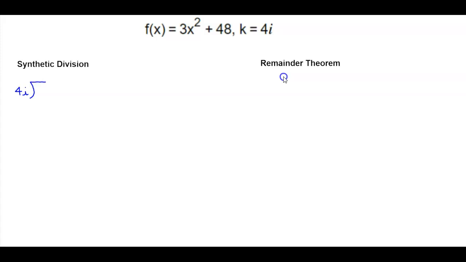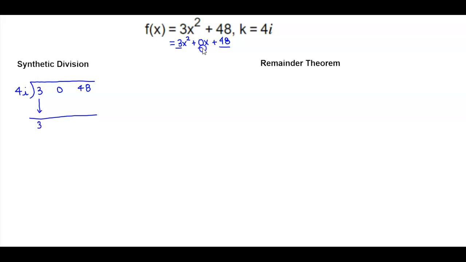Okay, and then we got to write down the leading coefficient. So keep in mind here that this is going to be 3x squared, and there's a missing term here, which is going to be plus 0x, and then plus 48. So the leading coefficient we have is 3, and then the next coefficient is 0, and then the next one is 48. Okay, so we're going to bring down the 3, and we get 3.